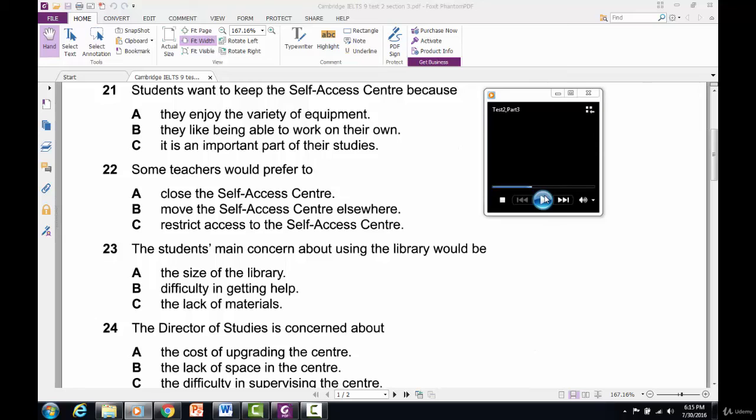All right, their main worry would be not being able to go to a teacher for advice. That's their main worry. So what's the synonym answer? B. They'll have difficulty in getting help because their main worry is that they won't be able to go to their teacher. So the synonym answer is B. 23 is B. That's our synonym match.